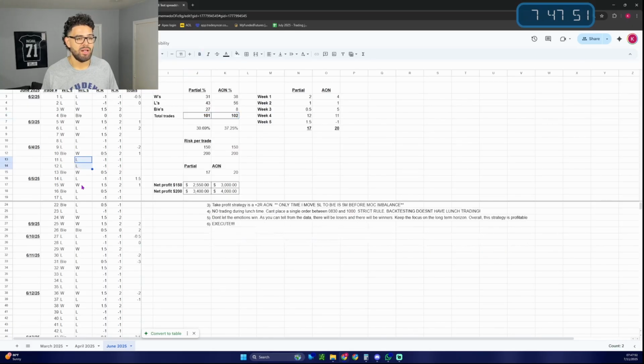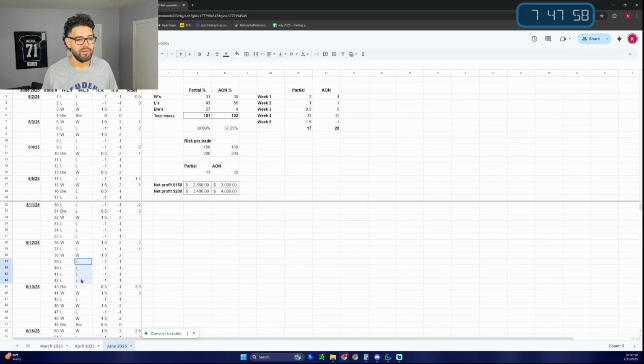You guys see here, loss. Bunch of losses here. 3 loss streak right here. There's a larger 1, 2, 3, 4, 5 loss losing streak right there. But again, guys, it's okay, because the winners plus 2R cover those losses. You need 1 winner to make up for 2 losses.